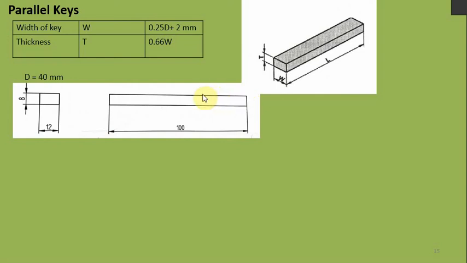Then you complete this one, and the dimension is this: the front view of the parallel key. In the same way, the side view of the parallel key will show its cross section. The width w is equal to 0.25d plus 2 mm, which for a 40 mm shaft diameter gives 12 mm, and the thickness is 8 mm. You need to draw the same figure in your sketchbook.